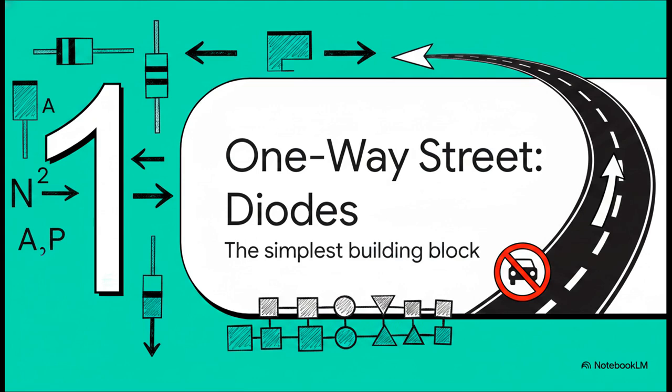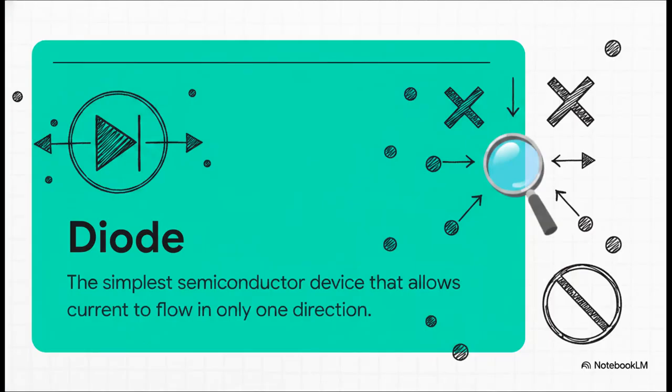The easiest way to think about this is as the one-way street of the electronics world. You see, a diode has one very, very simple job. It lets electrical current flow through it in one direction, and that's it. If the current tries to go the other way, nope, it gets blocked. It's the ultimate bouncer at the door for electrical flow.